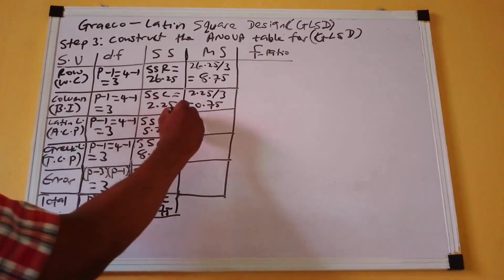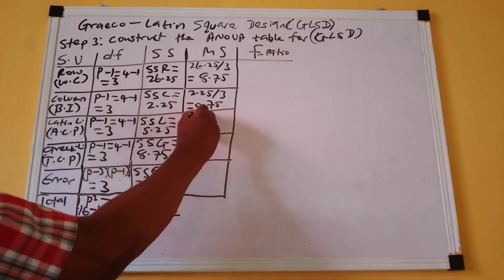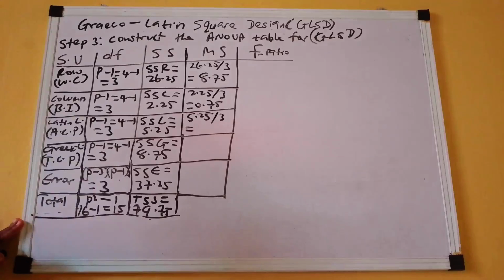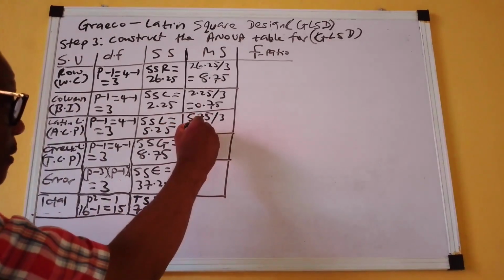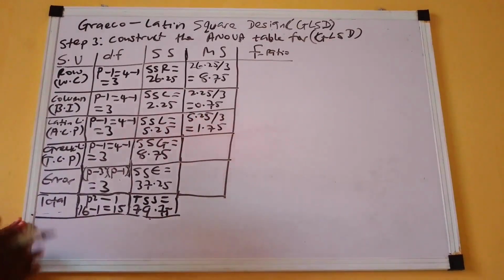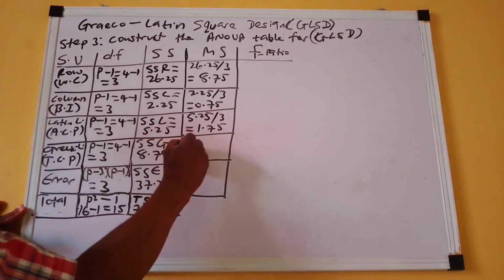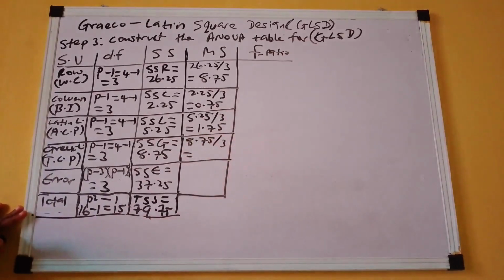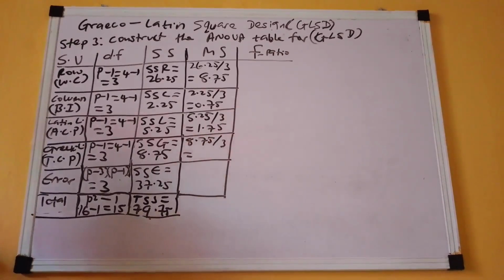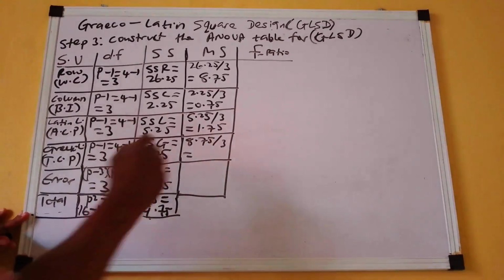Then the next one will be 5.25 over 3. When you divide 5.25 by 3, you are going to have 1.75. And of course, the last one is 8.75 over 3, and when you divide 8.75 by 3, you are going to have 2.92.